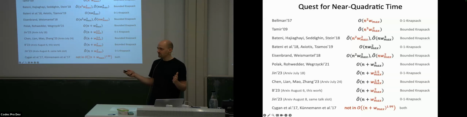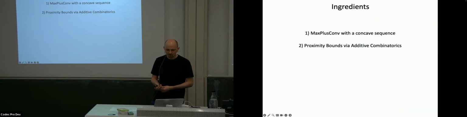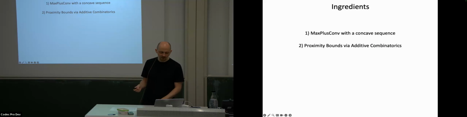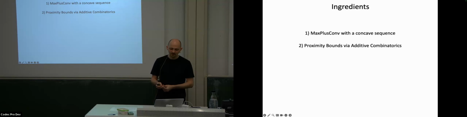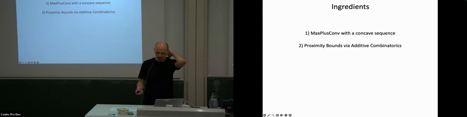All right, so in the rest of my time, I want to talk to you about how to get quadratic time. There will be 2 ingredients to get this algorithm. One is relatively classic, namely max plus convolution on concave sequences. And then the other one is a more recent line of work on proximity bounds.